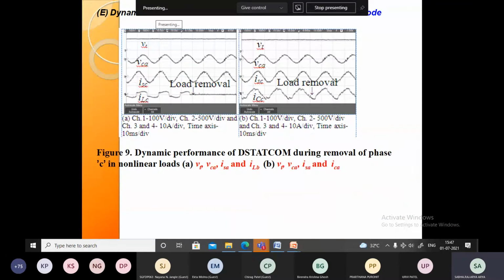See the dynamics. See the dynamics here: VT, VCA, ISC, ILA. See how the system is going to change.